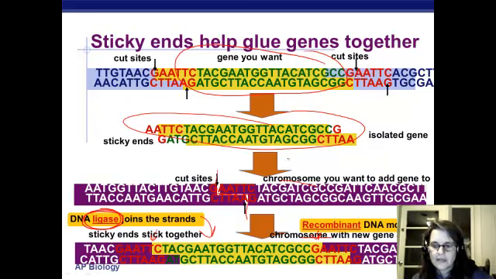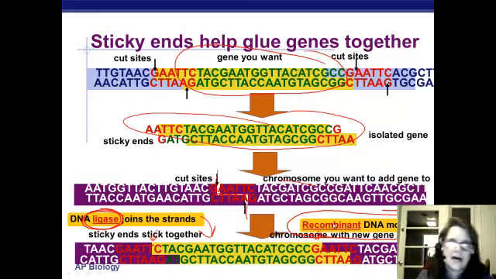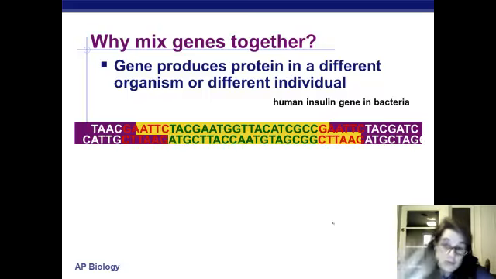This end result is called a recombinant DNA molecule. It is a new combination of DNA that did not exist before. You are made of recombinant DNA. You're a new combination of your mother and father's DNA that did not exist before you did. Okay?